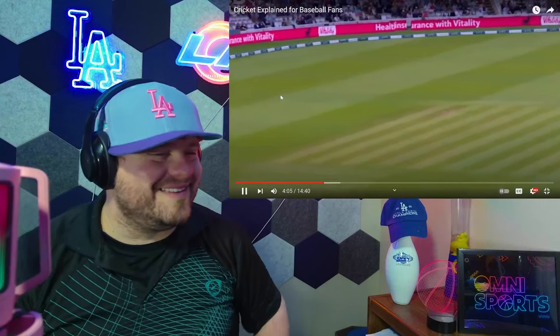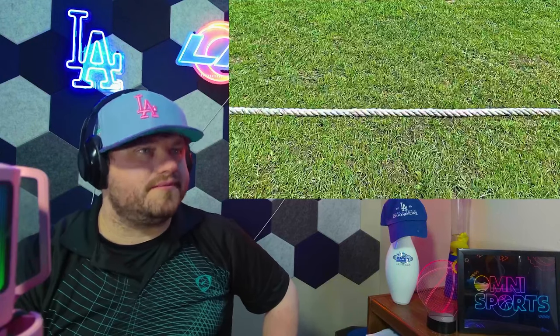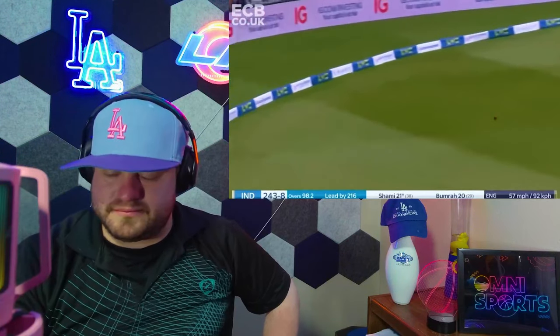The boundary. Along the perimeter of the cricket field is the boundary. This can be a rope or a little cushion-type thing, or it could be a short fence or a wall.